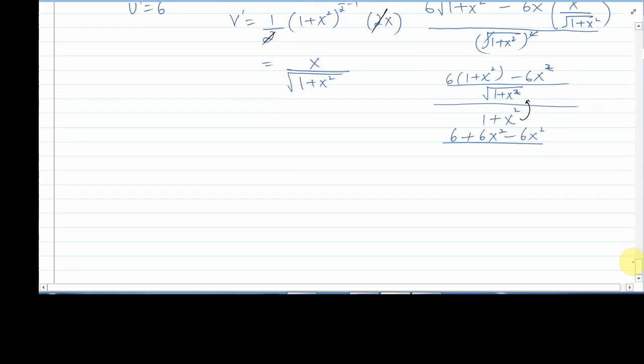So that will be 1 plus x square multiplied with under root 1 plus x square. So lastly you can say that 6x square cancels, that is 6 divided by 1 plus x square and under root of 1 plus x square. That is the answer of this question.